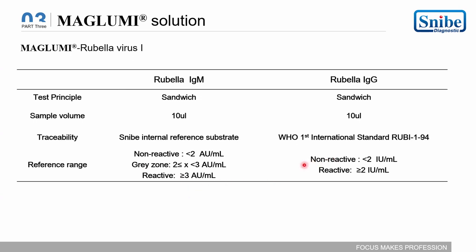If we talk about the rubella IgG, they have a non-reactive and reactive interpretation on the basis of the reference ranges. Less than 2 is considered as non-reactive, and greater than 2 is considered as reactive.